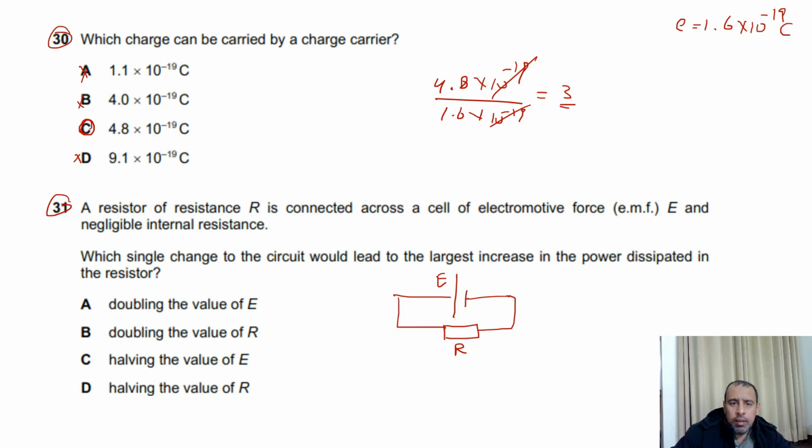So, for this circuit, the power is E square over R. If we double the EMF, the new power is 4E square by R. Now by taking this square, P dash is 4 times the initial power. If you double the resistance, it's inversely proportional. Wrong. Half the EMF, wrong. Half the R, wrong. The only answer is A.